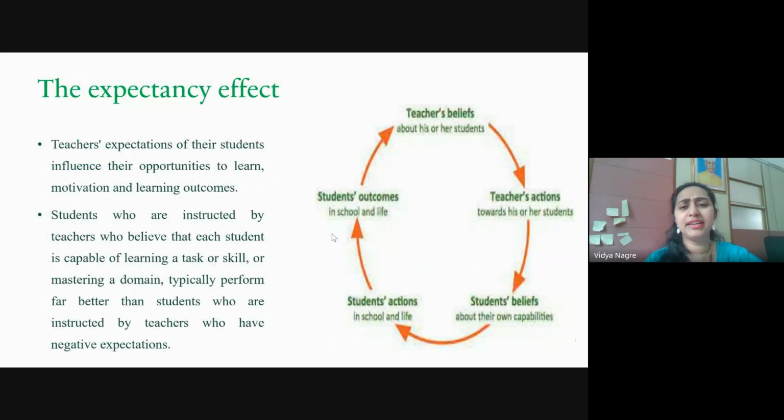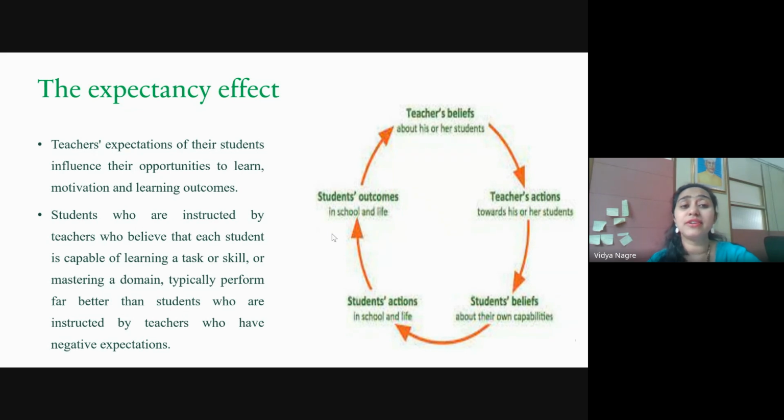Now, this is a very interesting factor, the expectancy effect. Now, expectancy effect here, in a positive way, we are saying. Many times what happens, teachers or parents do have a lot of expectations from their children, right? And that overburdens them. And that also kills their essence or joy of learning and joy of studying something. Or it might be they are forced to study or pursue something that they are not interested in.